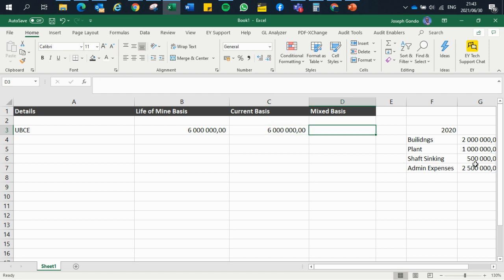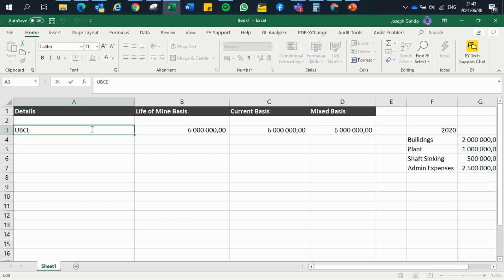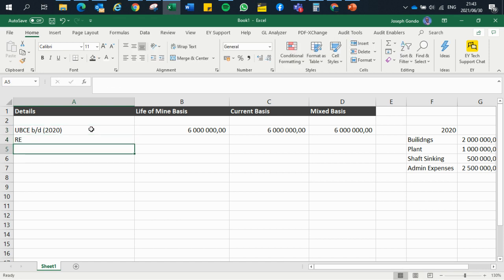Then under the mixed basis, do we have any recruitment? Because we don't have any recruitment. So let me again put the balance brought forward from 2020. These were the expenditures in 2020. Do we have any recruitment? We're not told about any recruitment.